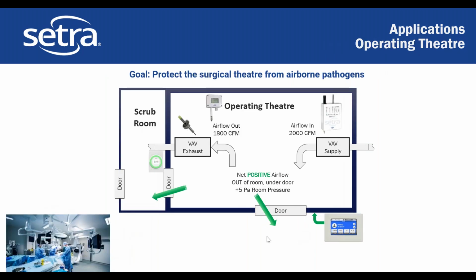So, surgical operating theaters. This is an example of an operating theater. There's a number of variants you could have, right? You could have additional anterooms. You could have a storage room off of this that you also need to monitor. But in this case, we're using a temperature and humidity sensor here on the wall.